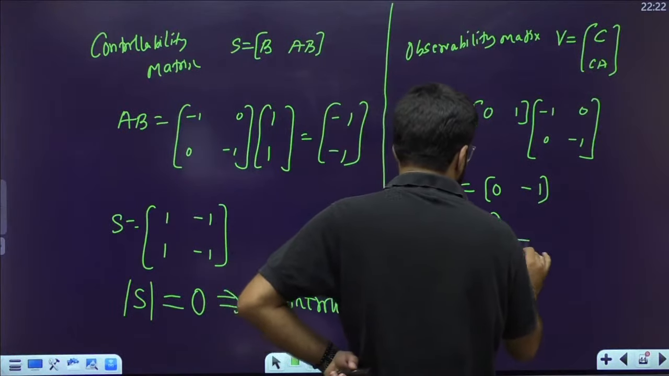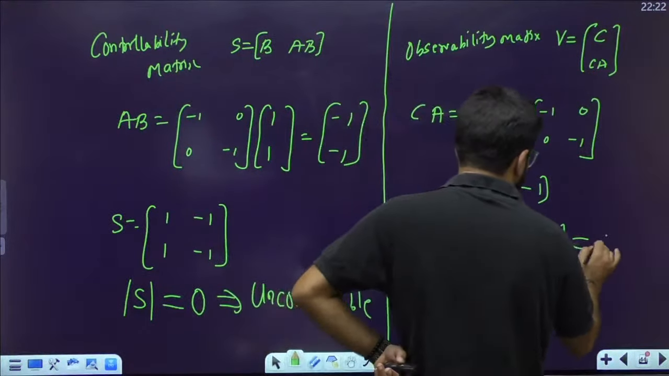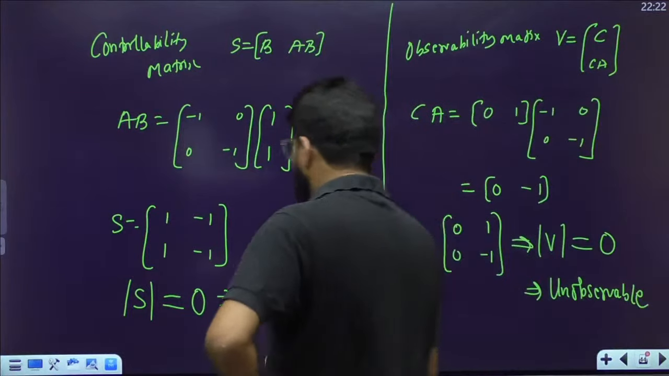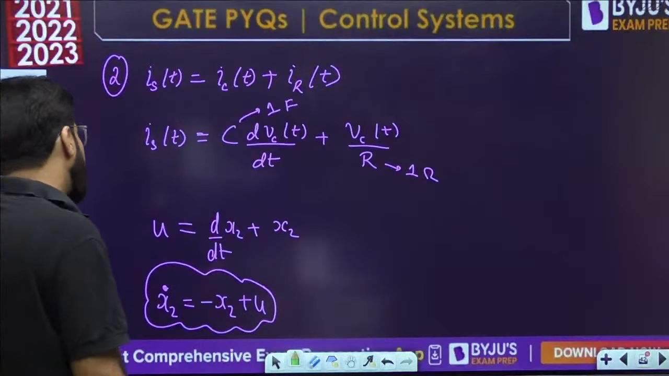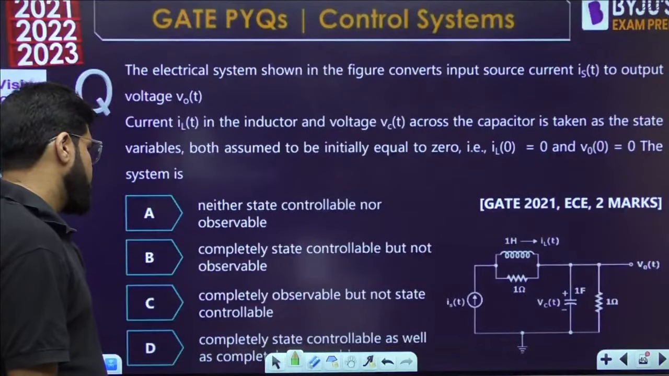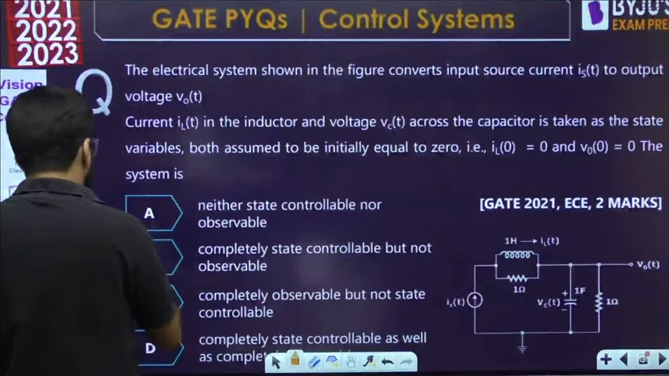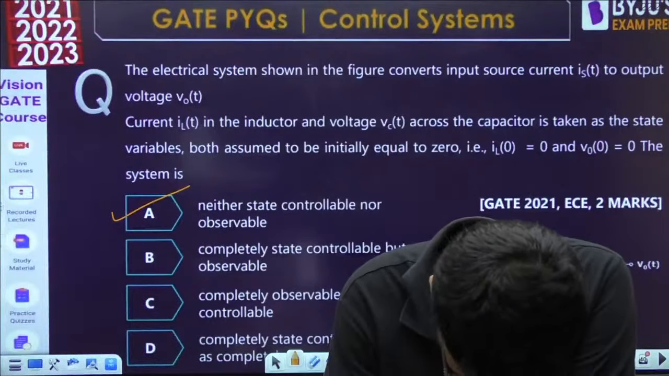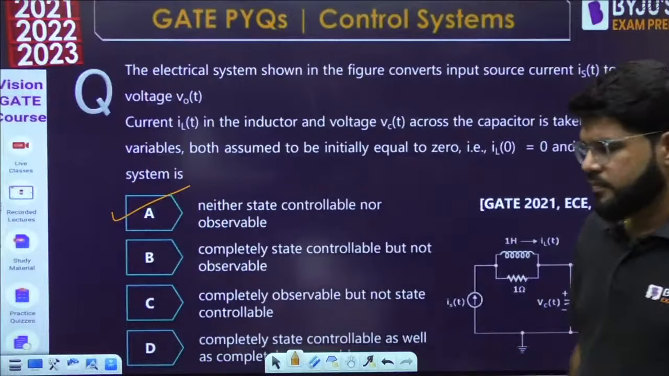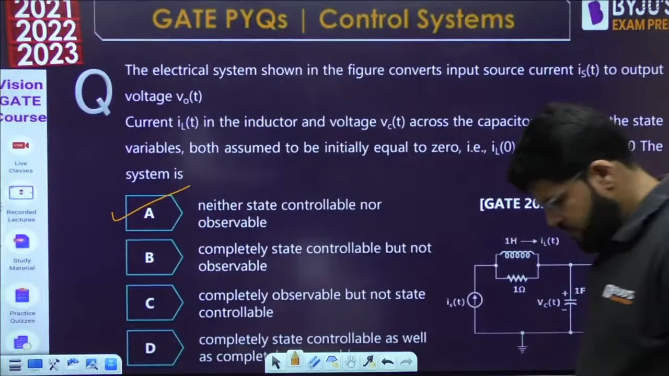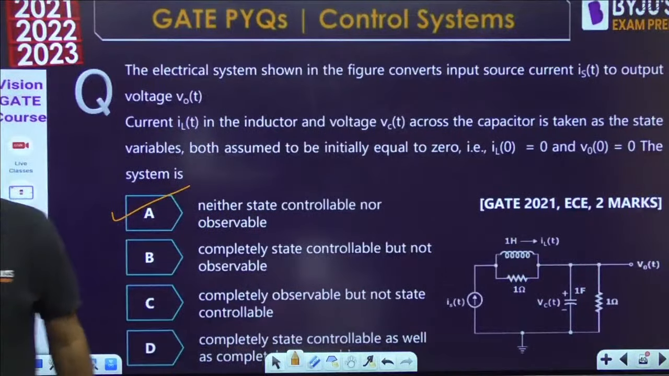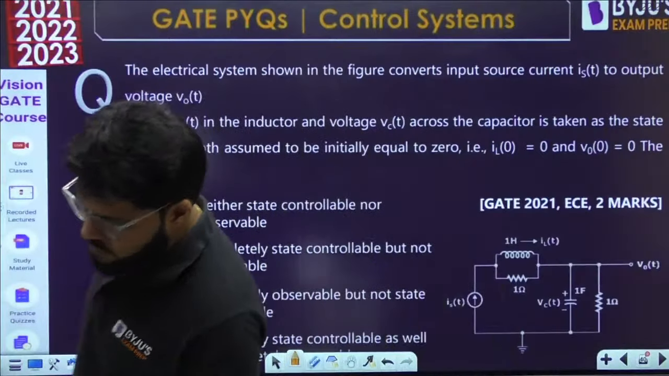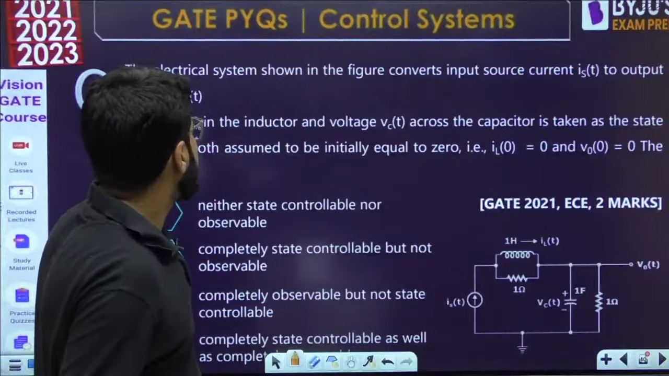Once again, if you calculate the modulus of V, because the entire column is 0, the determinant will be 0, and hence it is not observable also. Basic Kalman's test. So it is neither state controllable nor state observable. Option number A is the very correct option. Done. Next question.